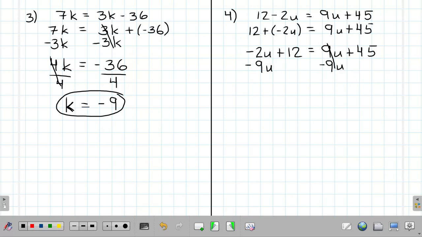Okay, once again, those go away, leaving us 45 over here. Negative 2u minus 9u, that's going to give me negative 11u. And this plus 12 is still just hanging out there, so we just drop it down. And then once again, two-step equation where we subtract 12.